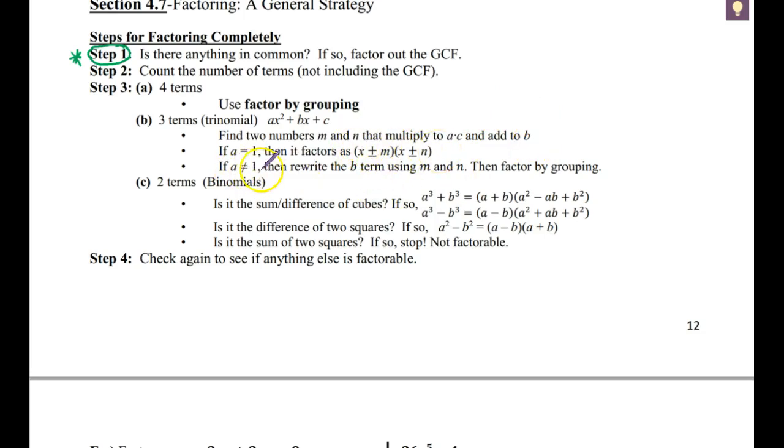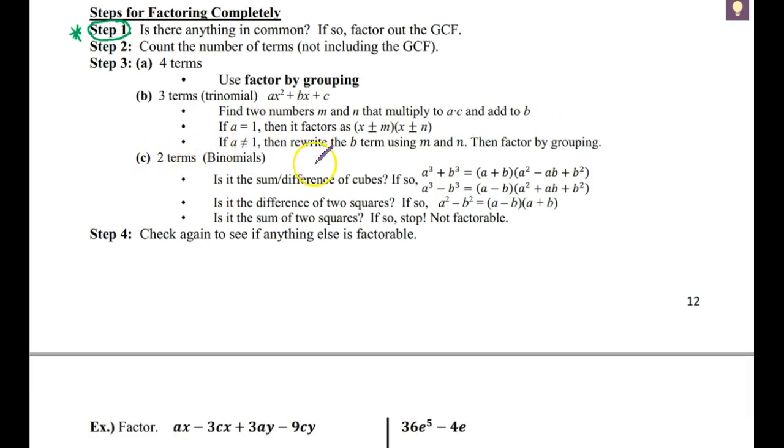If it's not a 1, then we still have to find those factors that multiply to give us A times C and add to B, but instead of plugging it directly in, we have to rewrite that middle term using the factors we found. And then we'll have 4 terms and we'll factor by grouping.